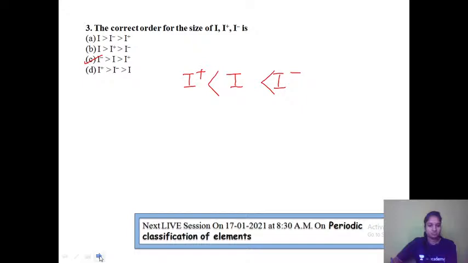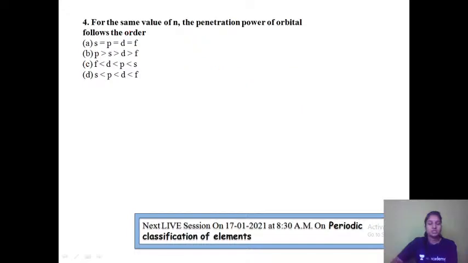For the same value of n, the penetration power of orbitals follows the order. For the same value of n means like 2s, 2p, 3s, 3p, 3d and all. So which will have the right order of penetration? You know, s orbitals are very near to the nucleus, then p orbitals, then d orbitals, and f orbitals are very far from the nucleus. Therefore the order would be s penetrates more as compared to p, d and f.